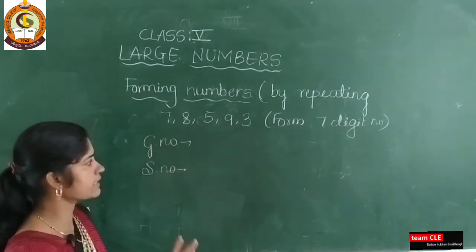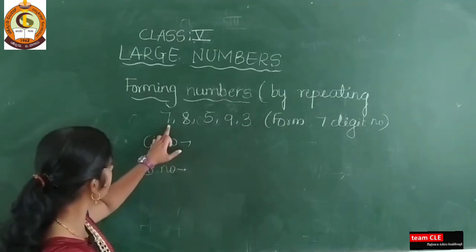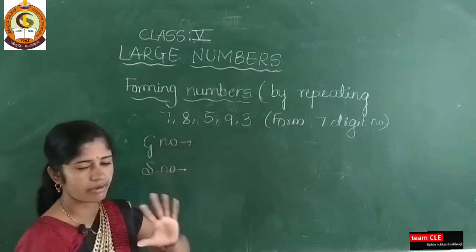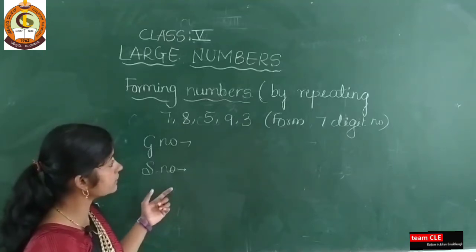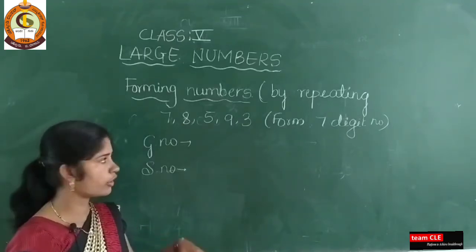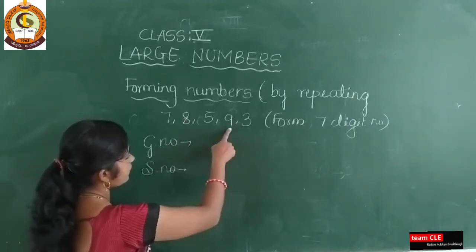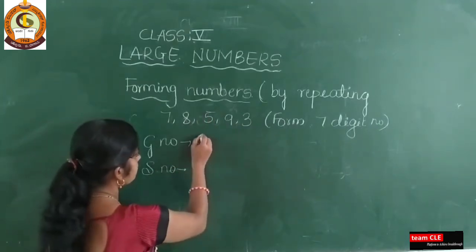See here, 7 digit number. Here how many digits are there? 1, 2, 3, 4, 5. 5 digits are there. But here I have to form a greatest 7 digit number. Then how to form? See here, then you have to write the greatest number.